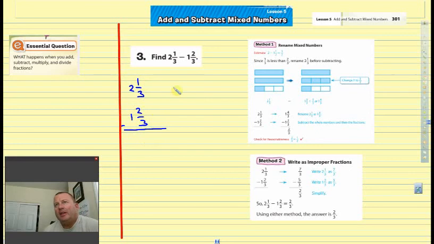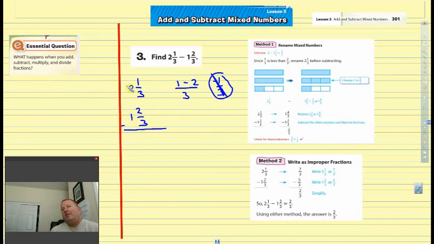I look at this and I say, okay, I've got my common denominator, and then I'm going to get 1 minus 2, and 1 minus 2 is going to give me a negative 1/3. No. Sometimes it might come out negative, but in this case, I have 2 1/3 minus 1 2/3.